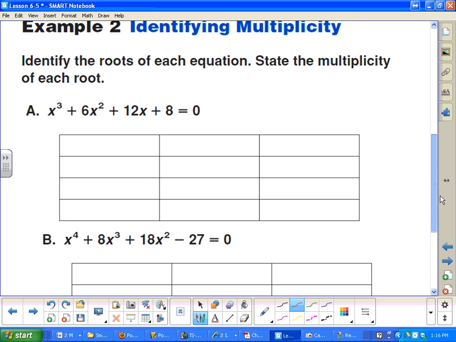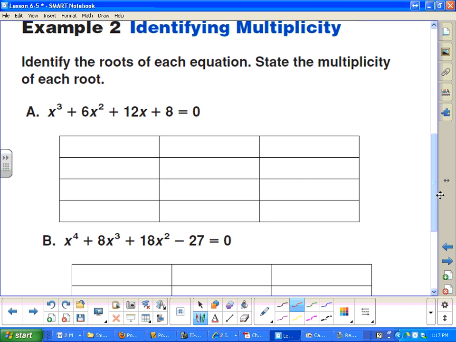Okay, let's look at it. We'll go with those. We're going to graph these, so you have to use your calculator. Put that in your y equals. And then we're actually going to make a little chart to help us determine and write down the multiplicity.